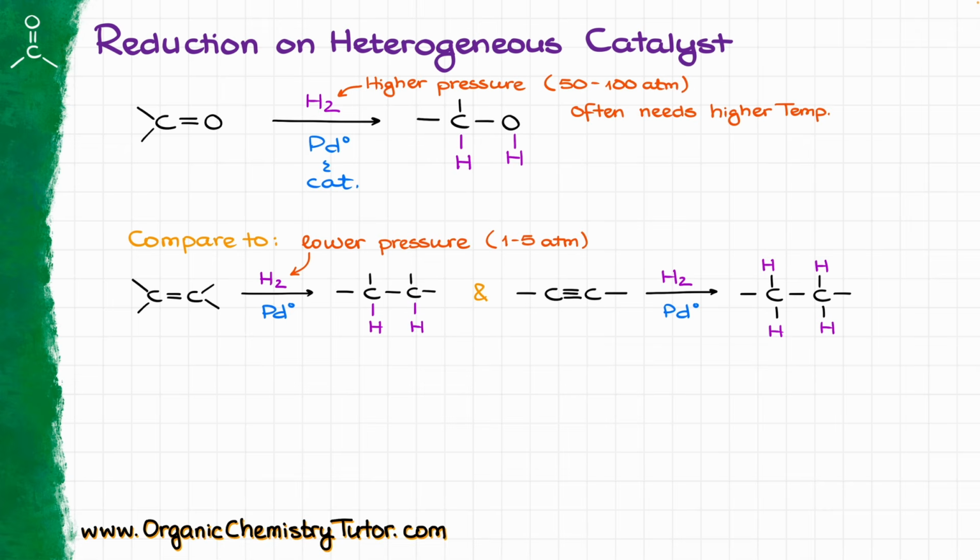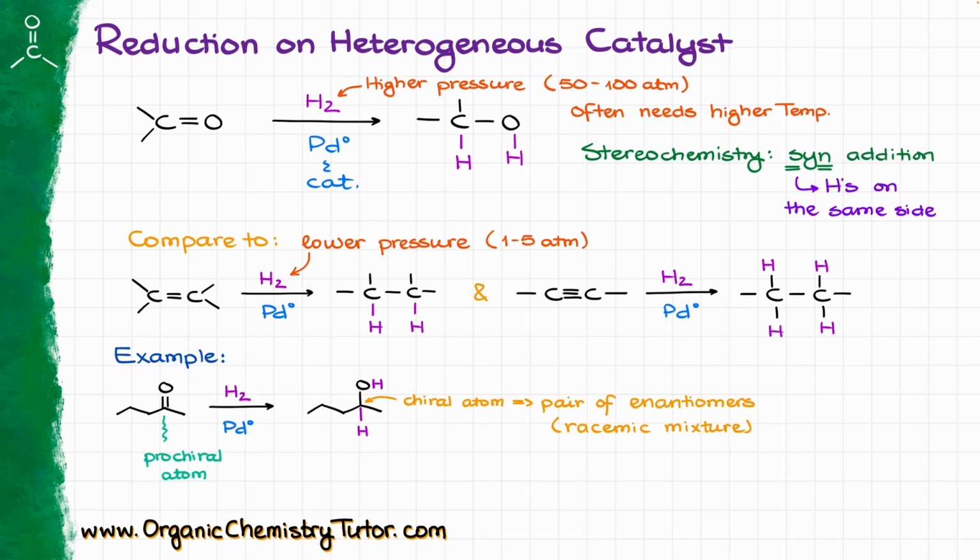We have already seen the reduction on a heterogeneous catalyst before, with alkenes, where we have a carbon-carbon double bond, or alkynes, where we have a carbon-carbon triple bond. The big difference is that with alkenes and alkynes, this reaction typically happens at a much lower pressure than with carbonyls. Carbonyls will be reduced at a much higher pressure. I said here about 100 atmospheres at the maximum, but many carbonyls can be reduced already at 20 to 30 atmospheres depending on the nature of the molecule itself.